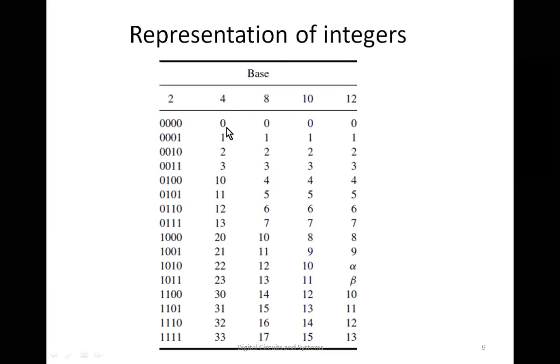So we reuse the same symbols by adding this one: 10, 11, 12, 13. When we encounter 13, the next number will be 20, 21, 22, 23. Now how do you understand this 23?